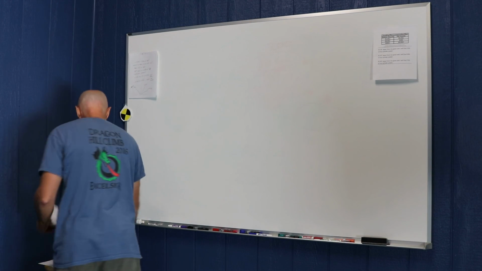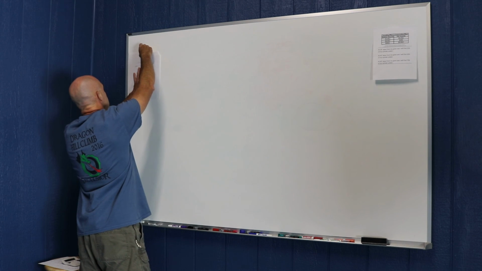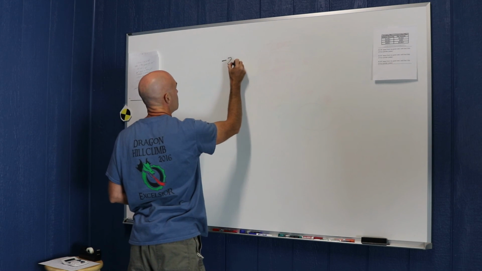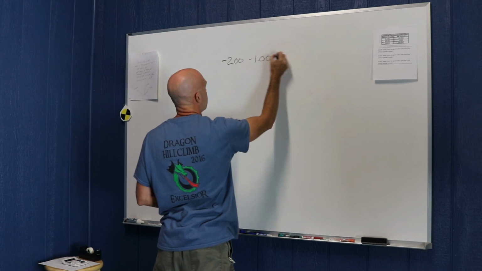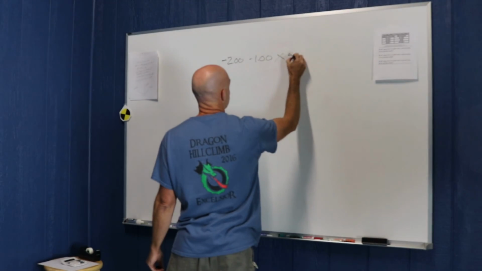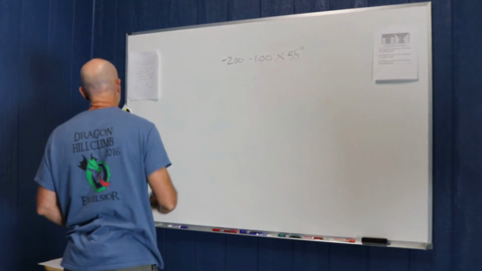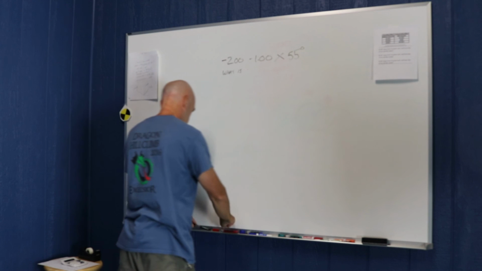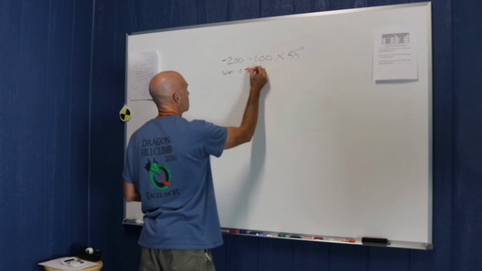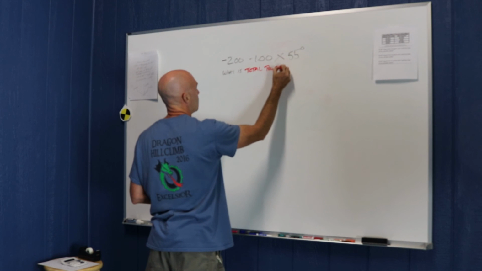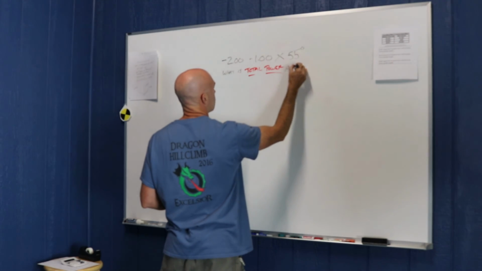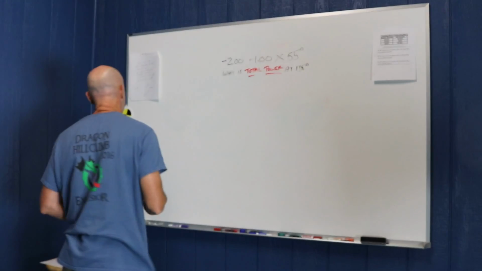All right, let's look at 60 degrees away. See what we use for this one. For this one, I used minus 2, minus 1 at axis 55. What is the total power at 115 degrees?